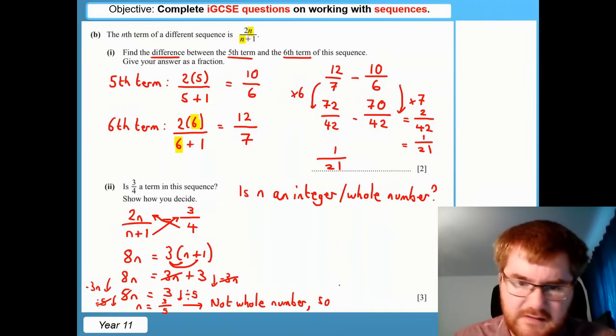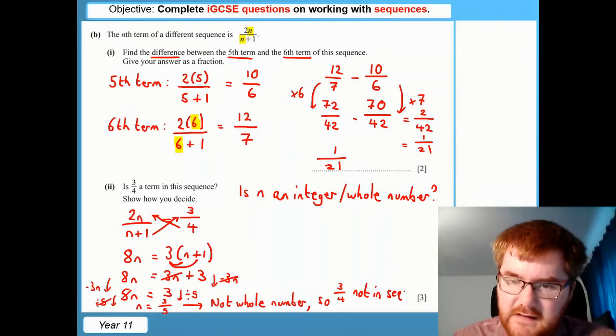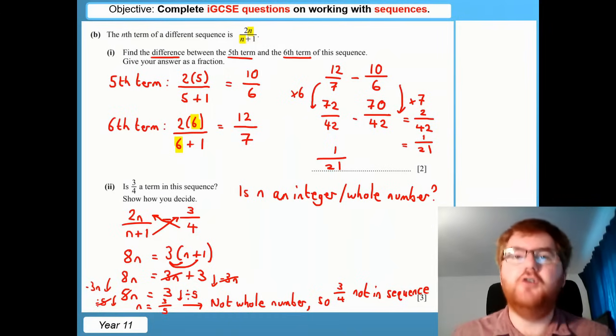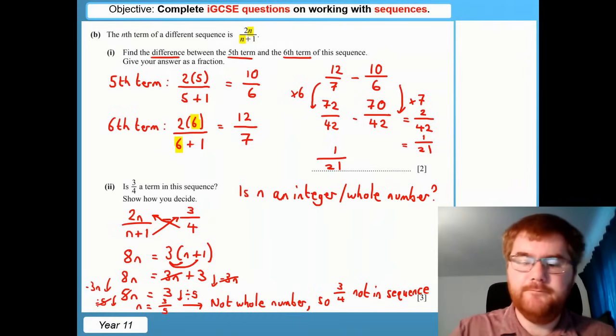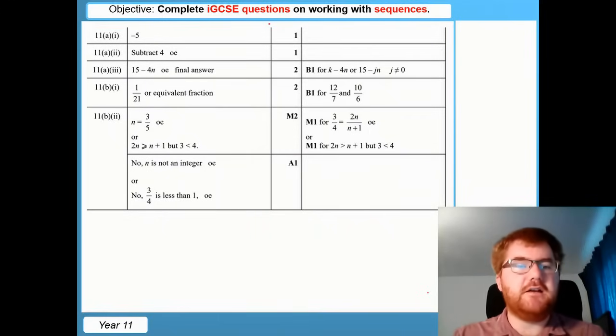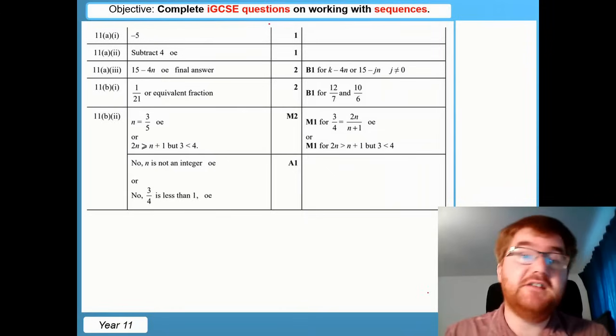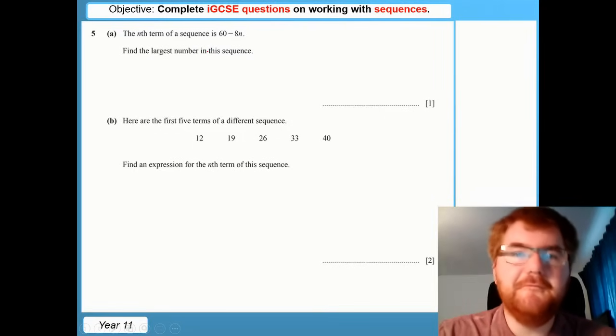So 3/4, I'm going to be really clear to the examiner here, not in sequence. So the examiner can see very clearly that I've made this conclusion. 3/4 is not in the sequence. Okay, so you can check through that answer there. This has come from a paper 4, so as you can see, it's a little bit more detailed. And on to question 5a.